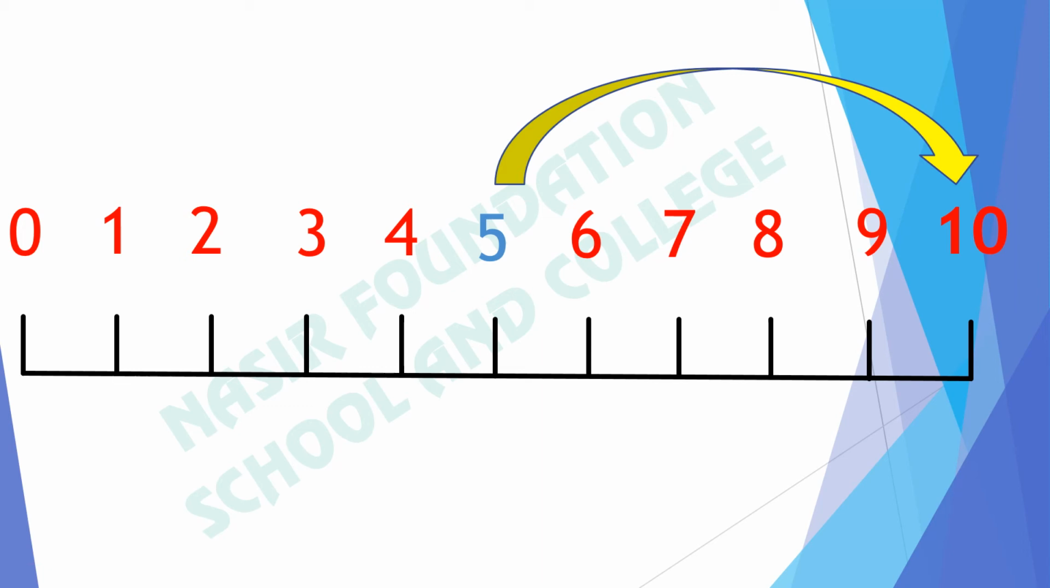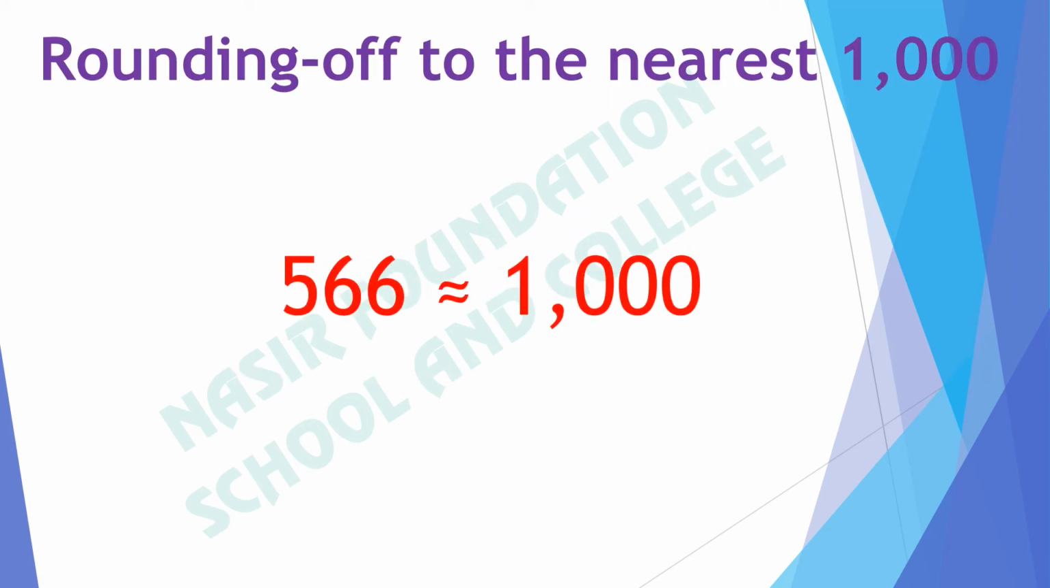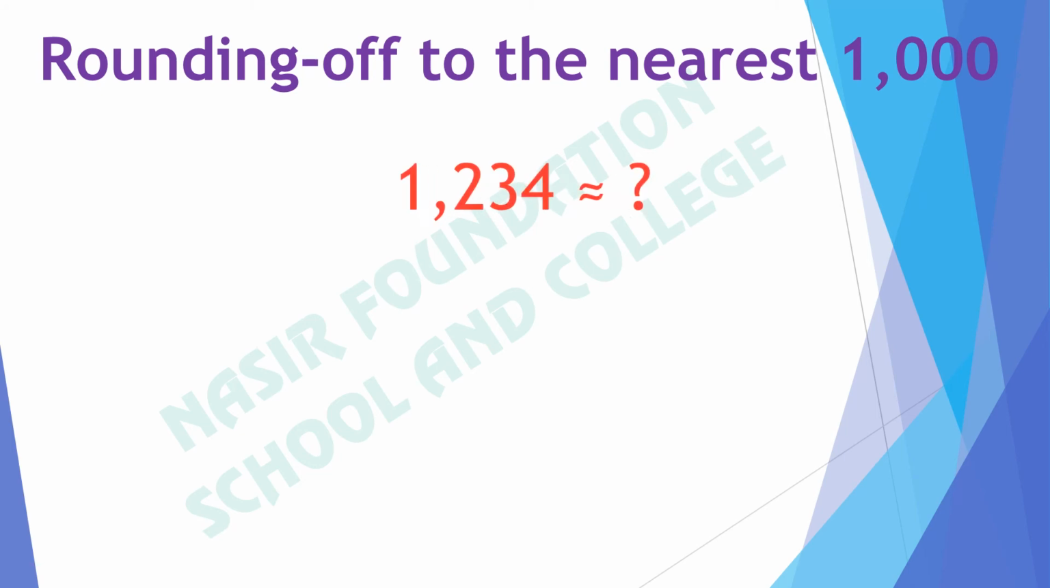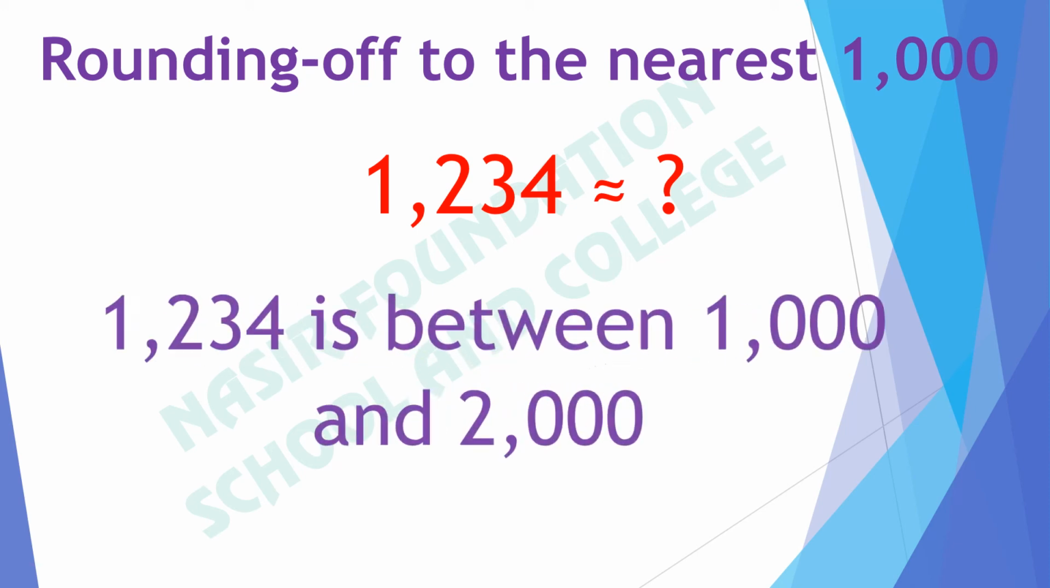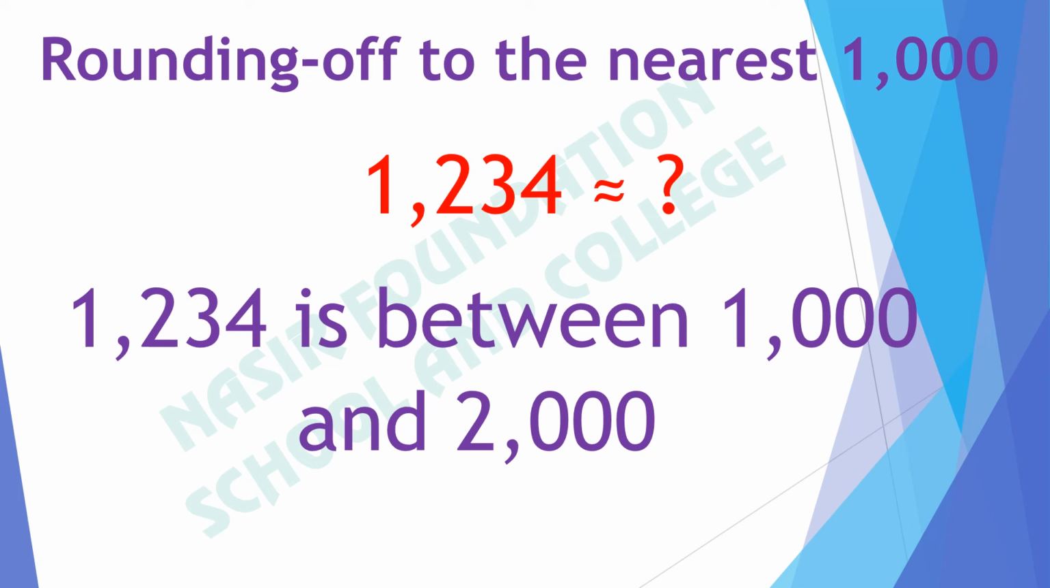So we will round it off to the nearest thousand, that is 1000. We can say that 566 is nearly equal to 1000. Now we have the number 1234. As 1234 lies between 1000 and 2000, this number is greater than 1000 and less than 2000.